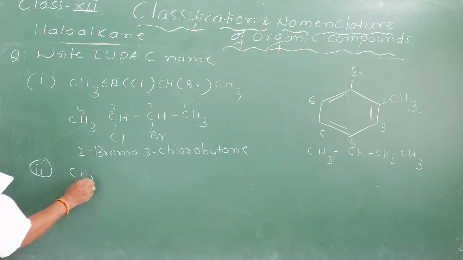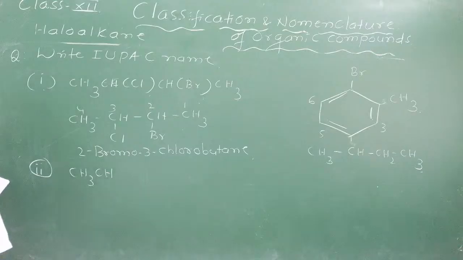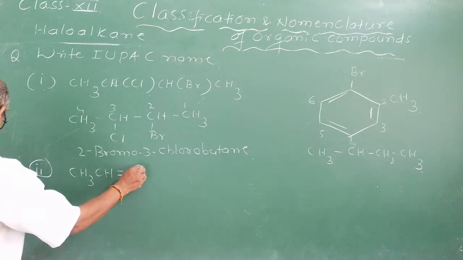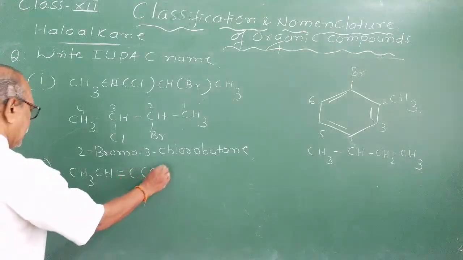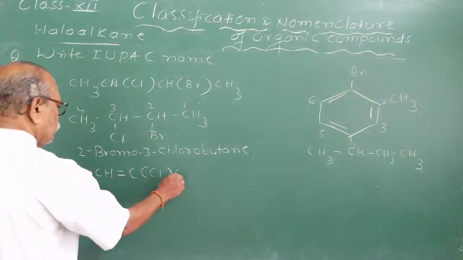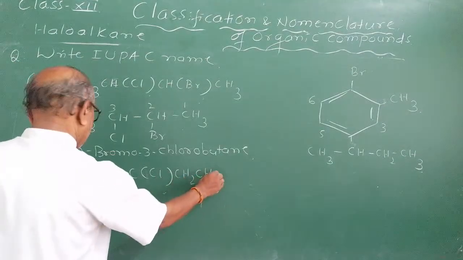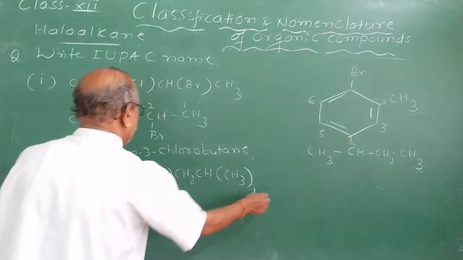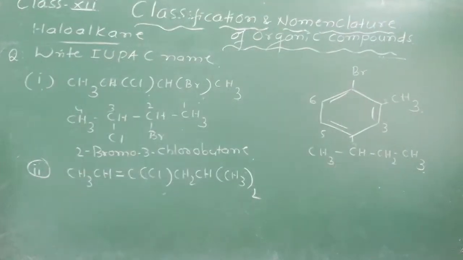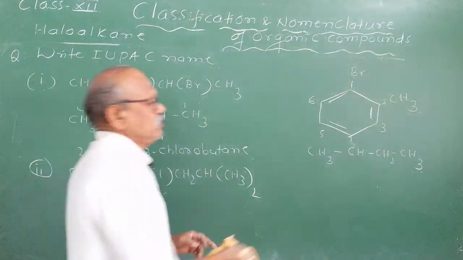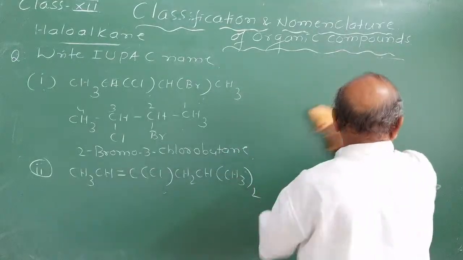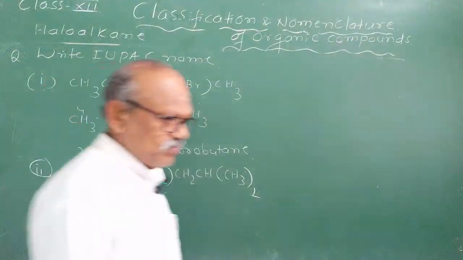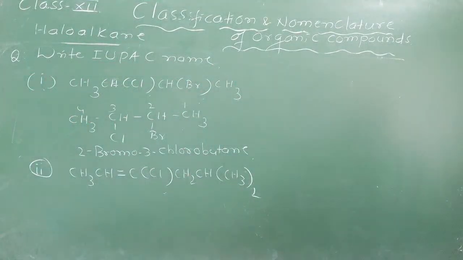CH3 CH, double bond, C Cl, CH2, CH, in the bracket CH3 twice. Whenever such very condensed structural formulae are given, don't immediately start writing the name. Think for a second. Draw the structure.